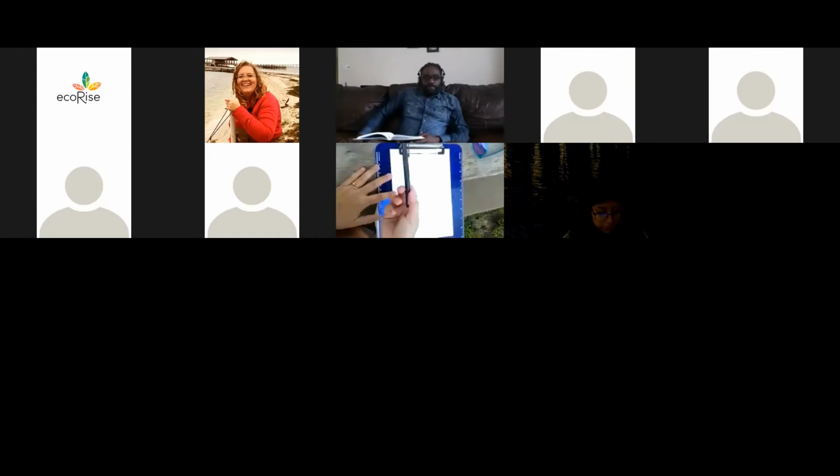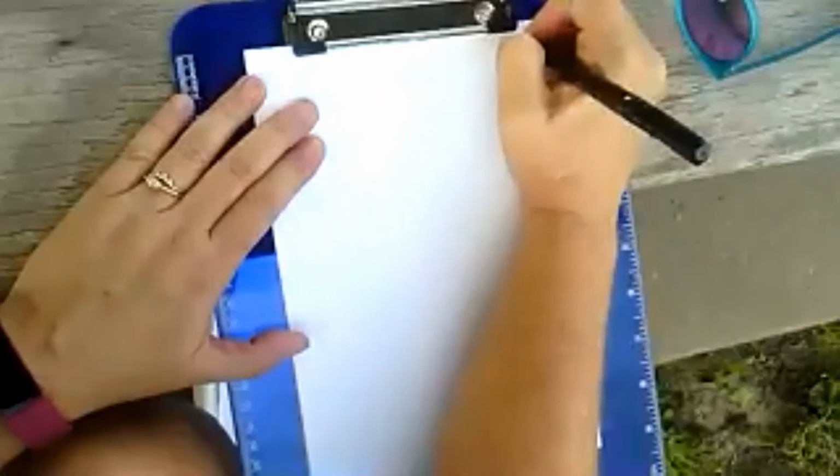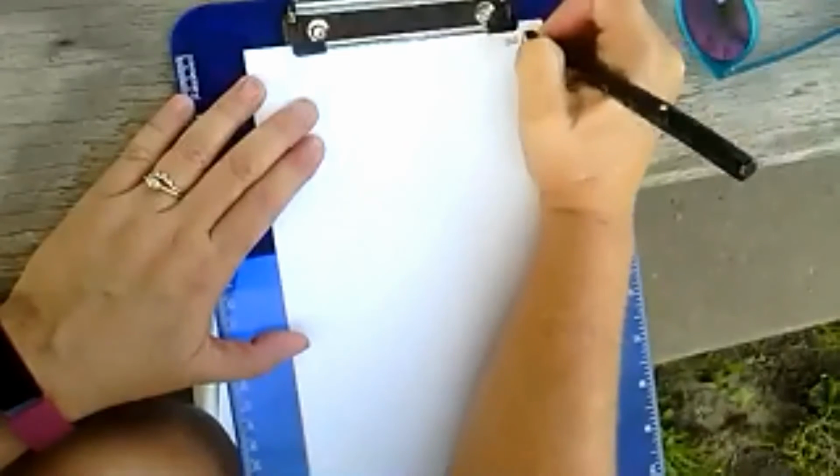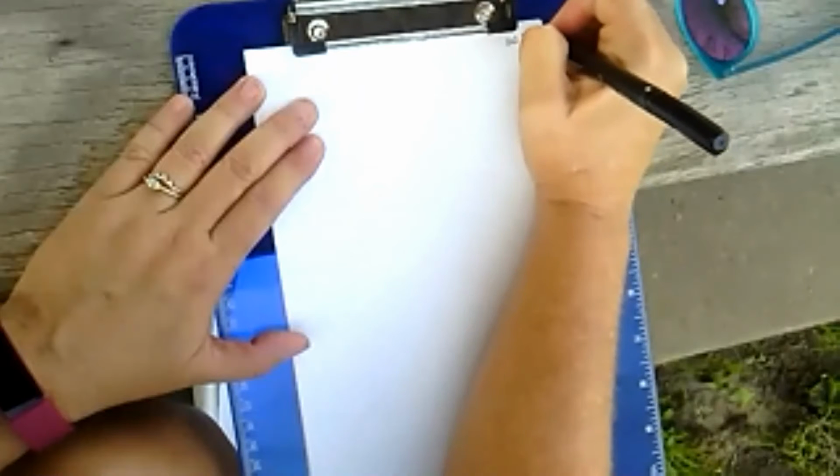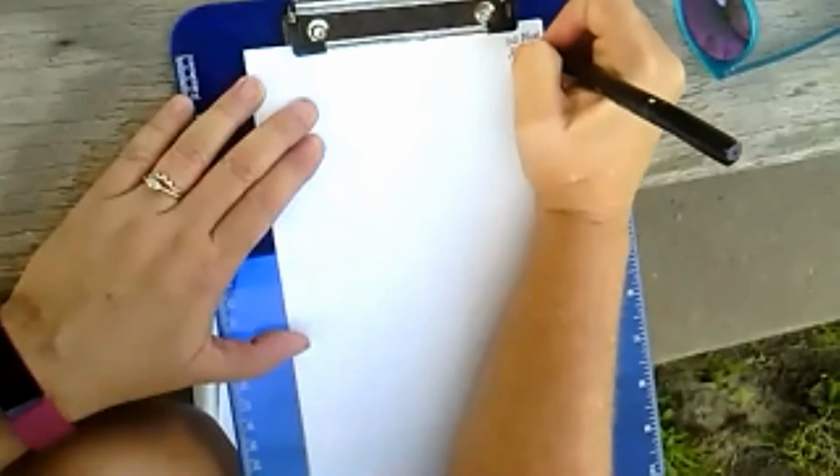Now, I'm using a Sharpie because I want you to be able to see the page, but you can use your pen or your pencil. So the first thing we do when we're nature journaling is we date the page. So today is the 14th, thank you for pinning me, of November 2020.